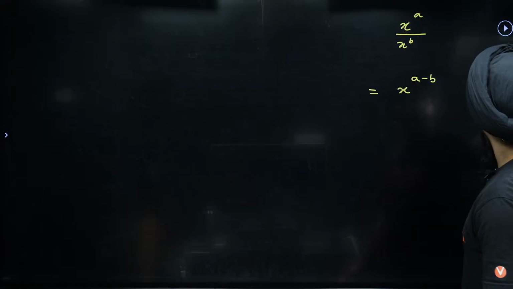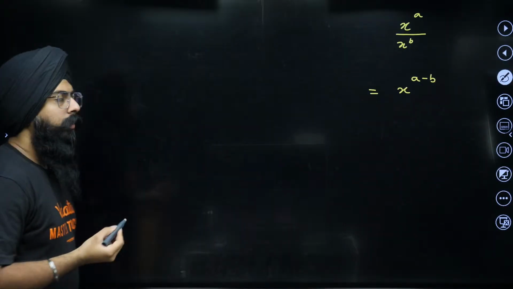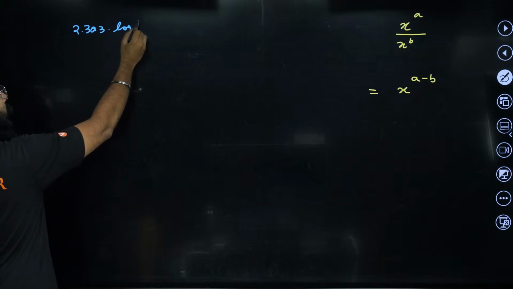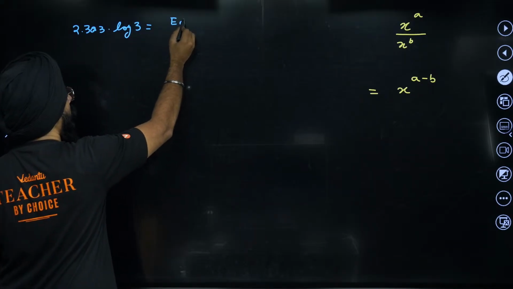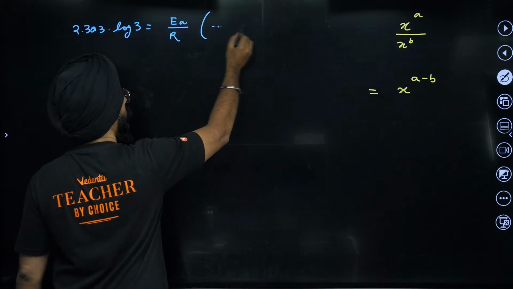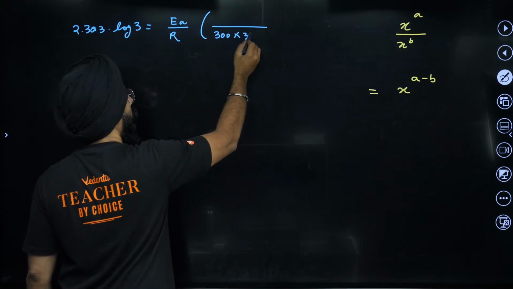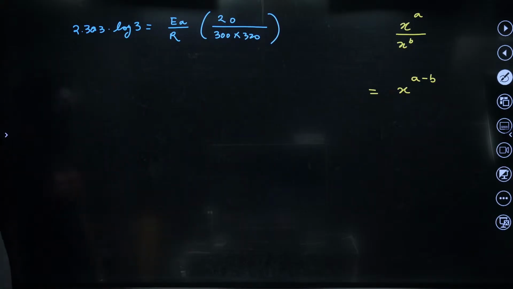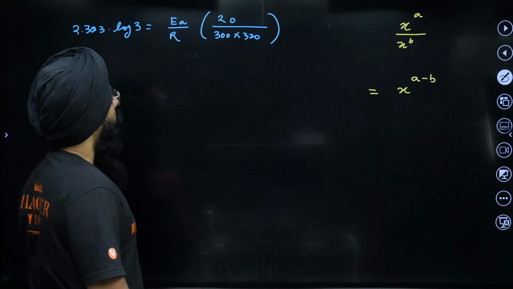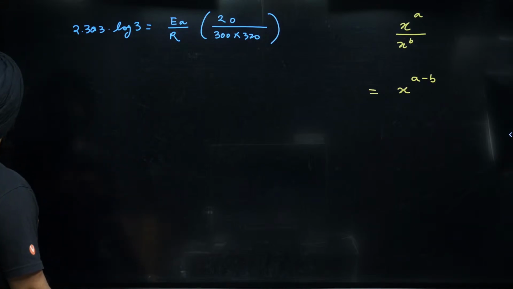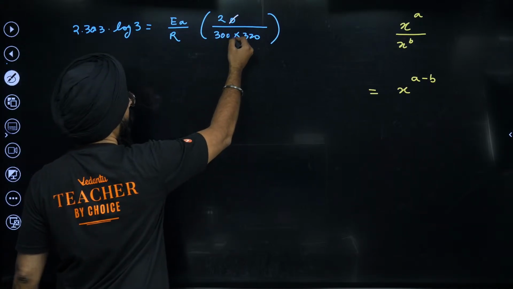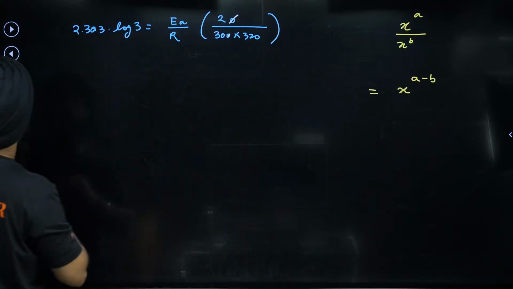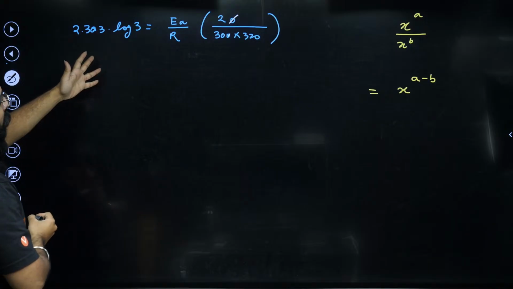Okay, so let's do it on the next page. Now ln 3 can be written as 2.303 times log of 3, and this is equal to EA by R into (320 minus 300) on top. And if you want, you can cut the power of 10 also. Now it's just about some mathematics, people.